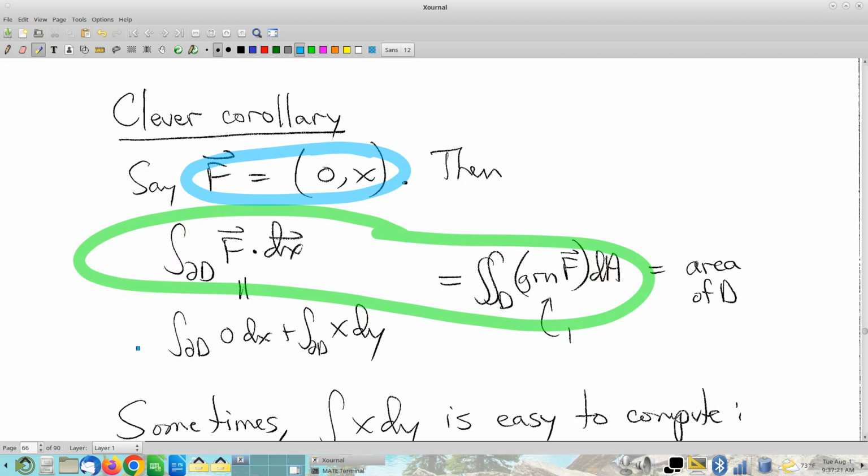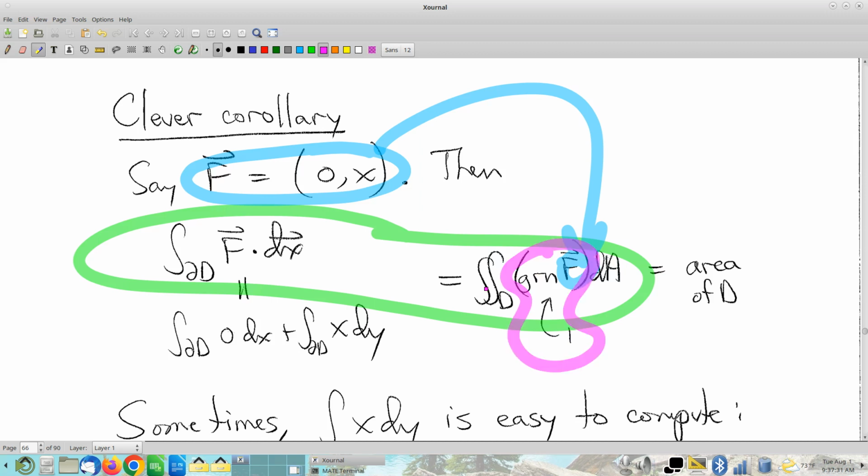And of course, now I can also take this vector field and plug it in right there for f, and therefore I can compute Green's operator, etc. And Green's operator ends up being exactly 1. And oh my gosh, what happens when you take the double integral of 1? Well, you get exactly the area.